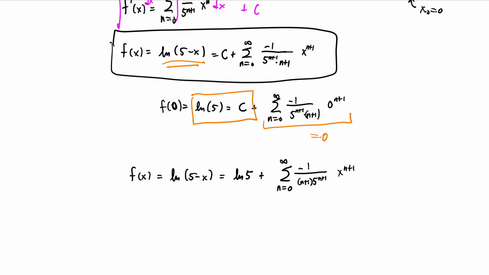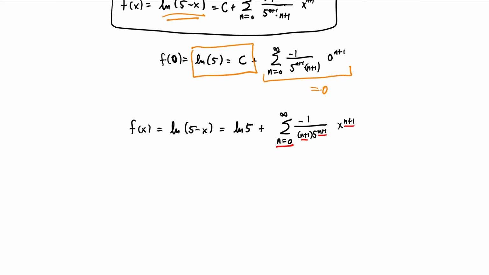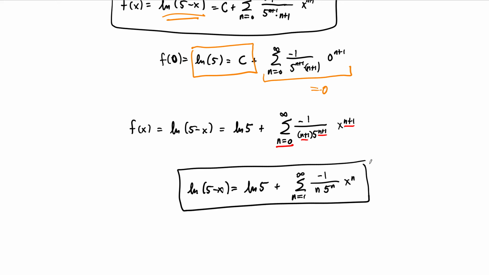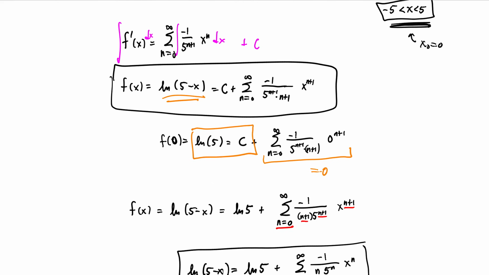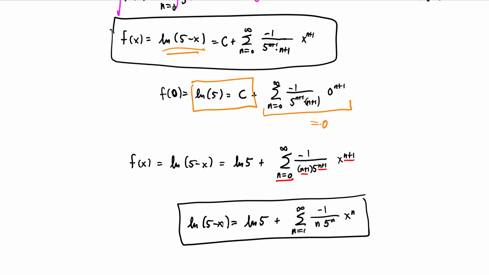And at this point, you might see that all of these n plus 1s show up as n plus 1s, right? And so we could make a shift here, and change this so that it starts at n equals 1, and our power series might look like ln of 5 minus x equals log of 5 plus the sum, n goes from 1 to infinity, negative 1 over n times 5 to the n, x to the n. Okay? And so there's our power series, and this converges, by the way.